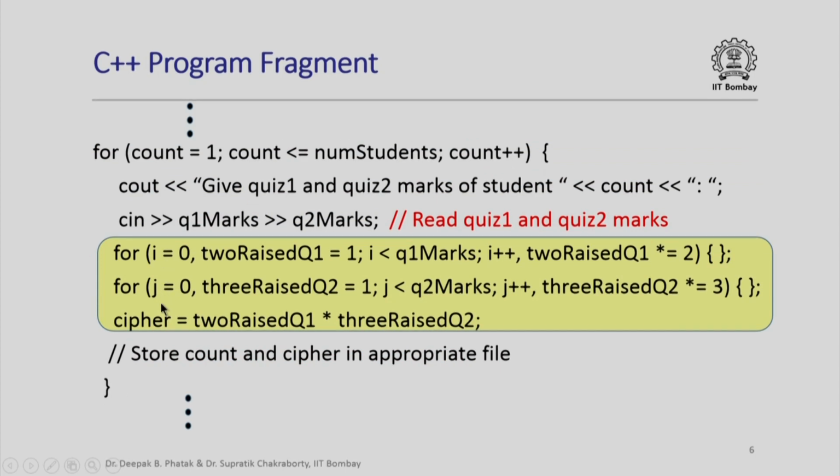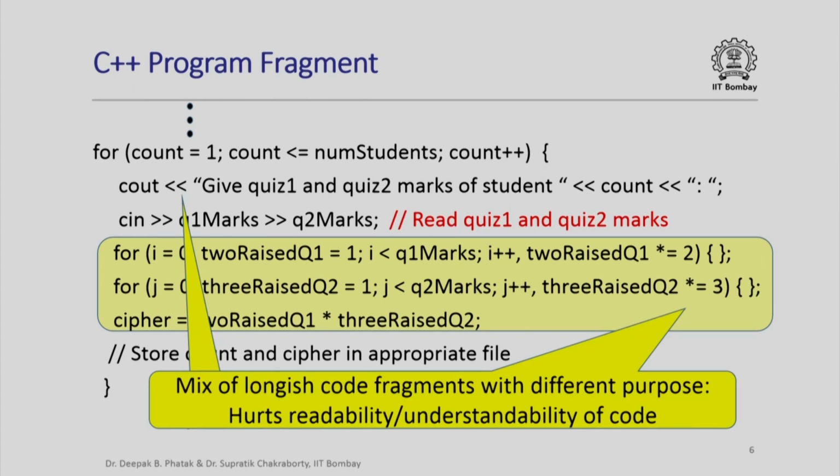So we could put that code in our C++ program fragment, but now we have code here for reading quiz 1 marks, quiz 2 marks, outputting some statement. We have code here which is computing 2 raised to q1, 3 raised to q2, multiplying them up to compute the cipher. So we have basically mixed up longish code fragments with different purpose.